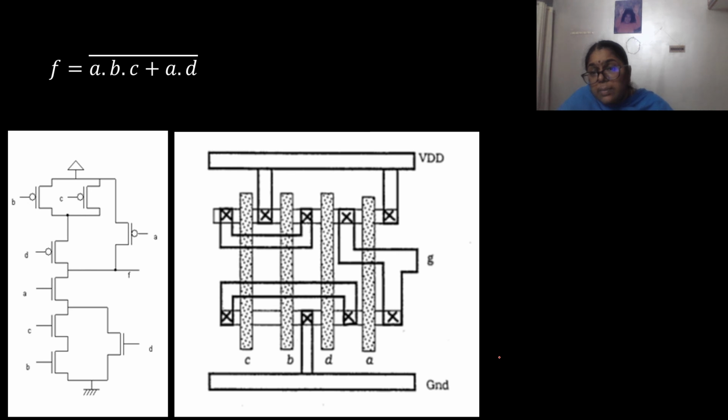ABC plus AD whole bar, in that A is common, so you can take A into BC plus D whole bar. You draw the circuit first. So BC in series, parallel to D, and then the whole thing is in series to A in case of the NMOS part. Similarly, opposite in case of PMOS.